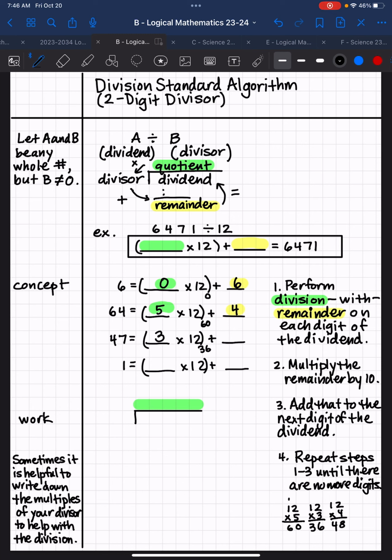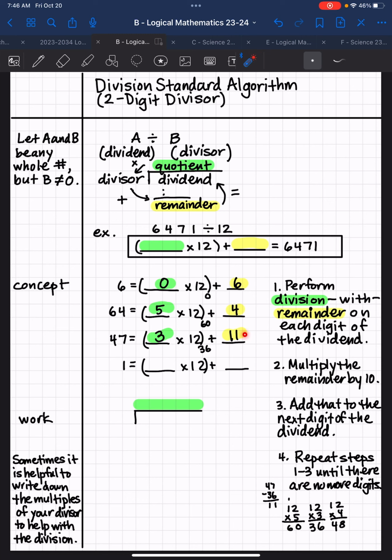And then I'm trying to figure out 36 plus what number equals 47. If I need to, I can write 47 minus 36, because that's what I'm really asking. And that's 11. So 11, okay? So I performed division with remainder, again, always checking to make sure that my remainder is less than what I'm dividing by, which is 12. And that's the case, so I can move on.